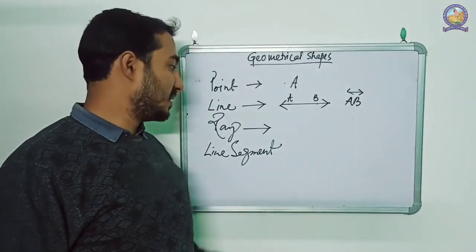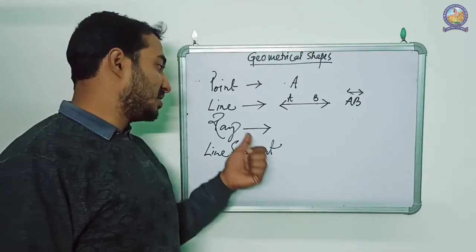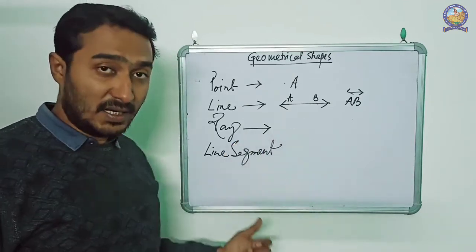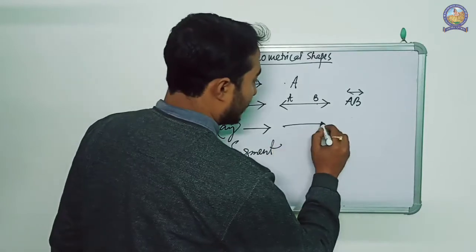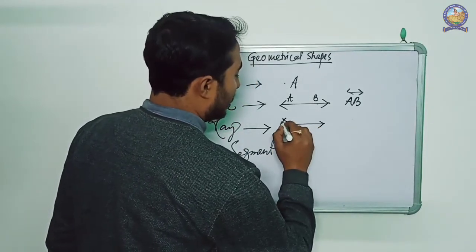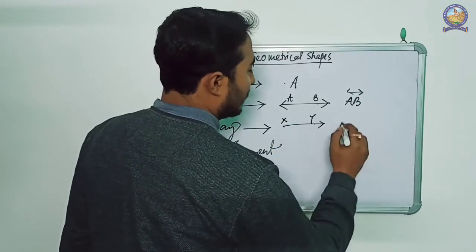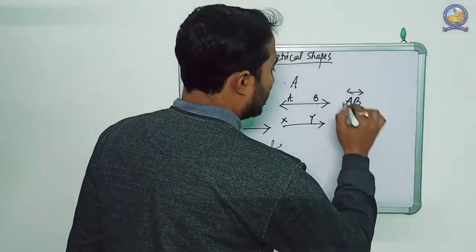A ray is a straight path of points which starts from one point and the other part goes on and on. Like this way, giving the points X, Y, we write it like this.